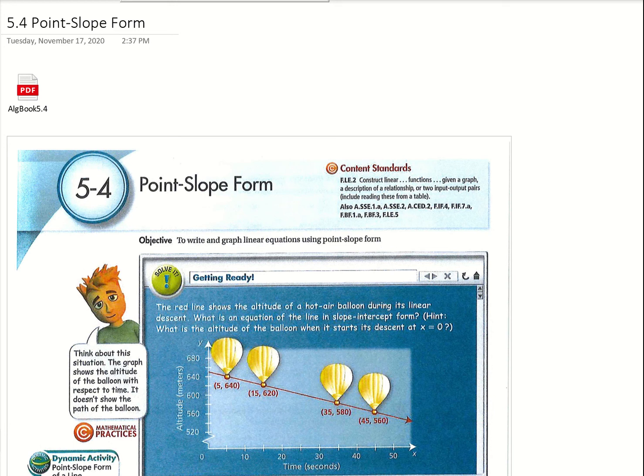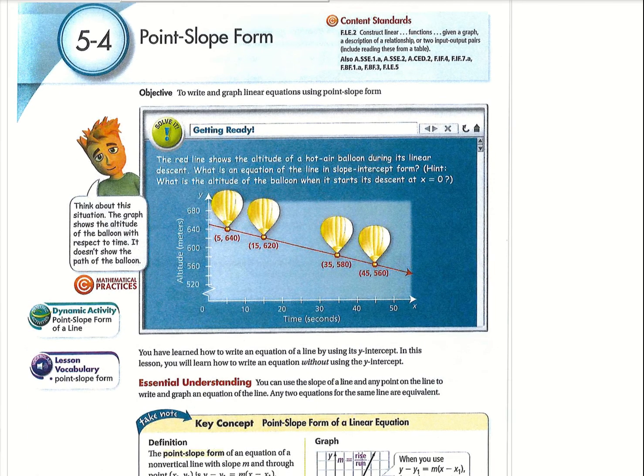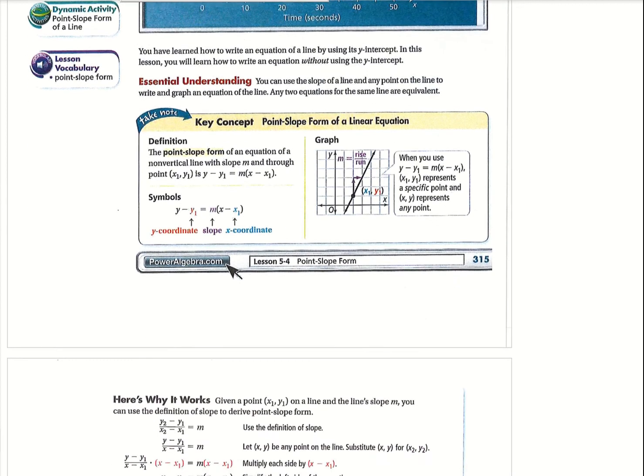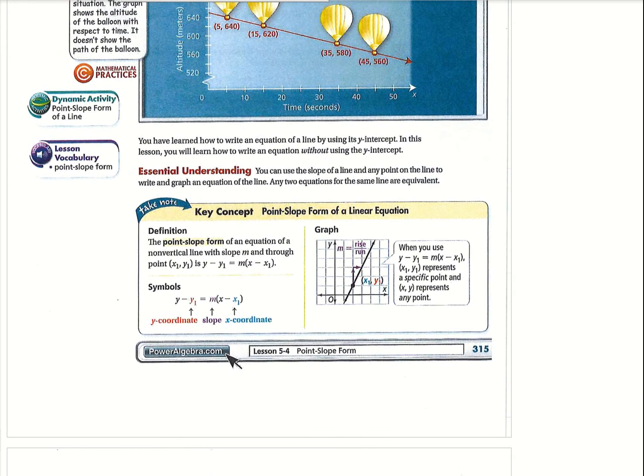Today we're working on the 5.4 lesson, which is point slope form. Our goal today is to write and graph linear equations using point slope form, and then we're also going to use point slope form to get to slope-intercept form, which I think most of us are more comfortable with anyway, and then graph everything using that. All right, so we'll go ahead and get started.